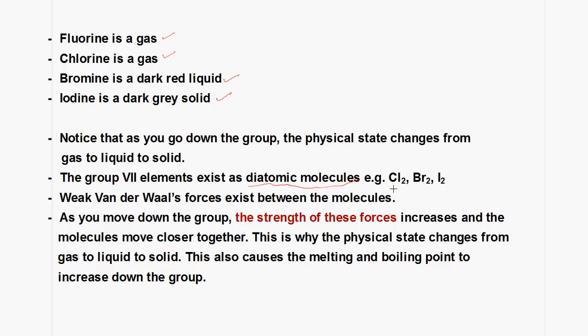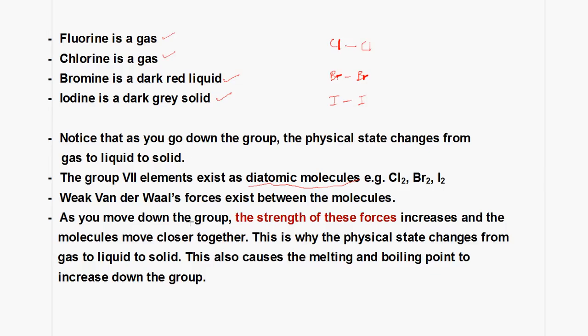What this means is that, in the case of chlorine, it exists as Cl2. In the case of bromine, it exists as Br2. And in the case of iodine, it exists as I2. So you would not see a chlorine atom existing by itself. It usually exists in combination with another chlorine atom. In the case of bromine, this will also exist as a diatomic molecule, and iodine would be the same as well.